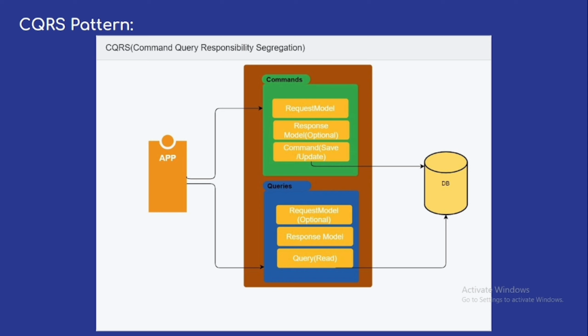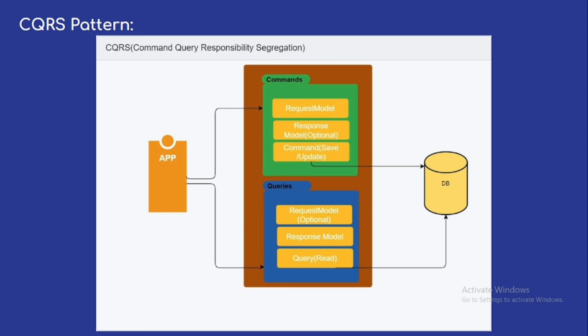CQRS pattern is command query responsibility segregation. Its main goal is to separate the commands and queries. Queries means operation to fetch the data from the database. Command means to save or update the data into the database.